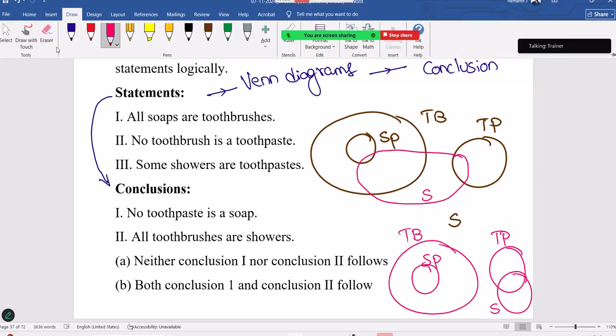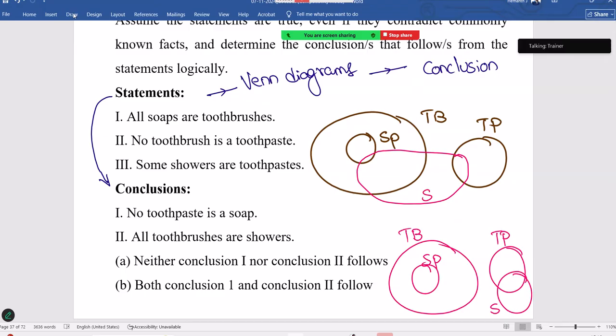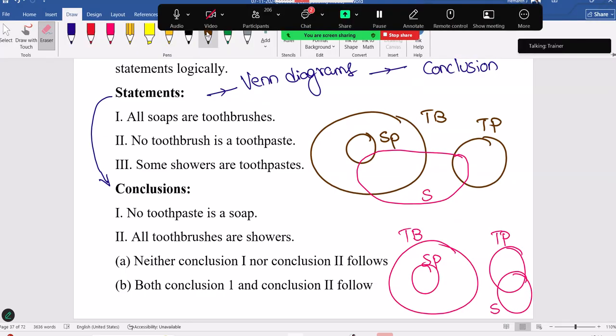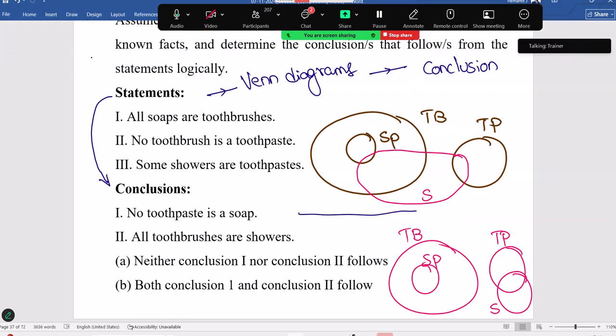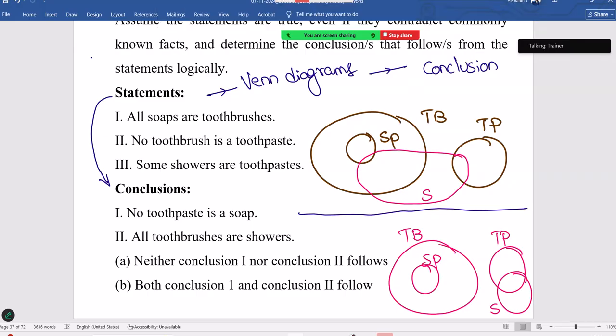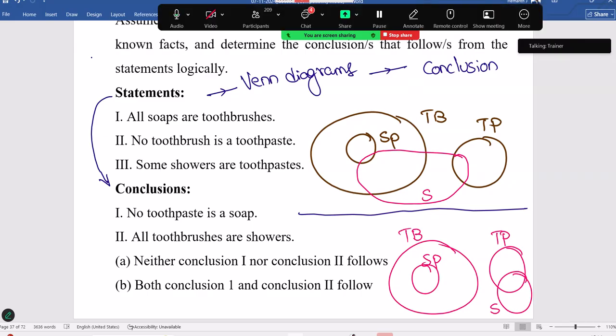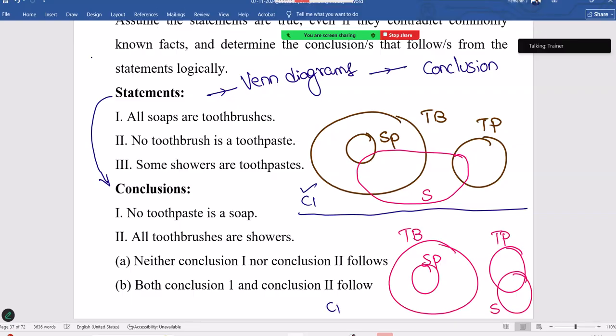Is my conclusion true in all diagrams or not? Don't draw one diagram and decide. You have to draw multiple diagrams. Then check whether your conclusion is true in all diagrams or not. My first conclusion: no toothpaste is soap. Yeah, it's true. In this diagram, no toothpaste is soap, here also true. First one is true in all diagrams.